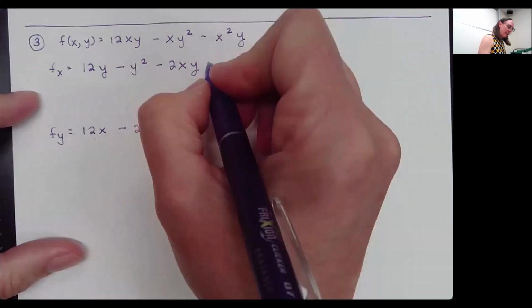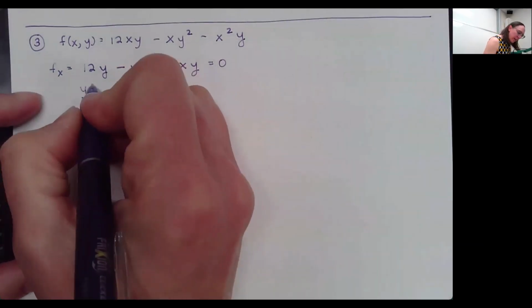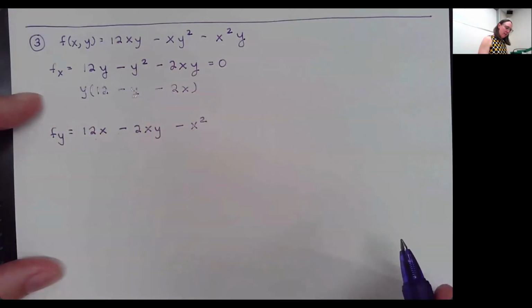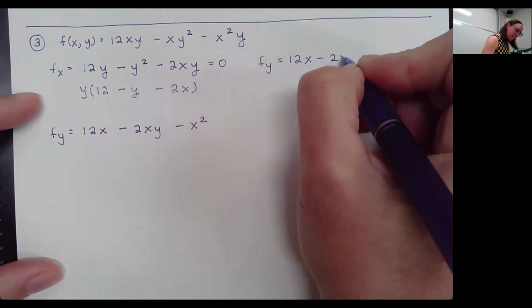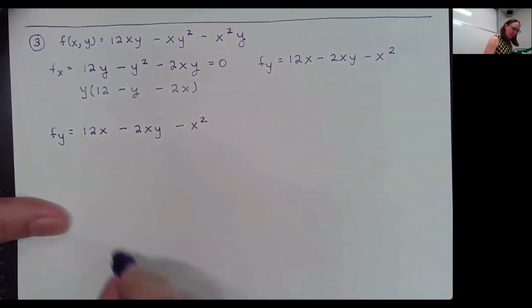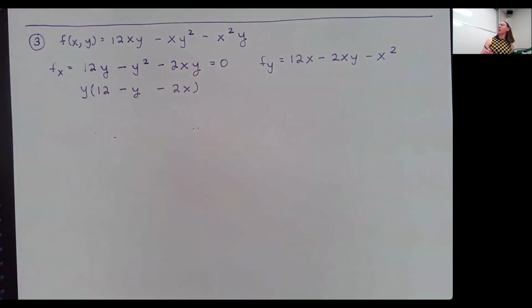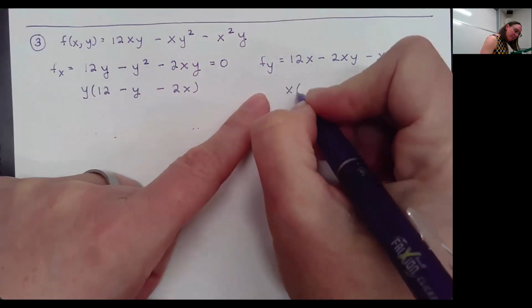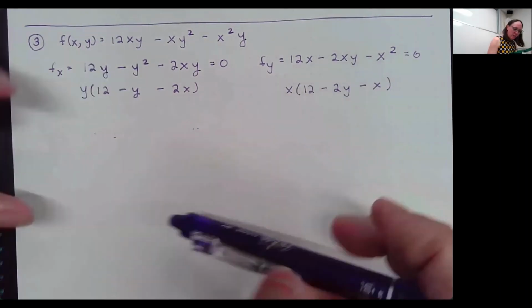So if I set the top one equal to 0, what's the only thing I can factor out? And if I do that, I now have 12 minus y minus 2x. I'm going to write my partial with respect to y over here. Sorry, just trying to give myself a slightly cleaner page. Okay. On this part of it, the thing I can factor out is an x.